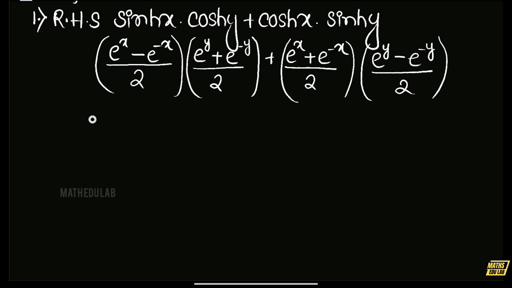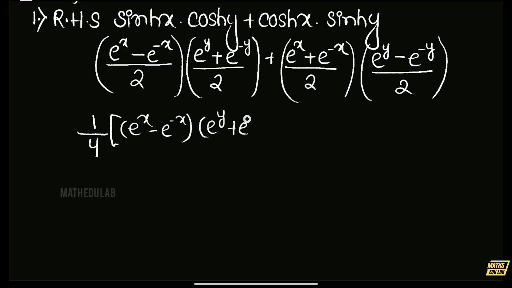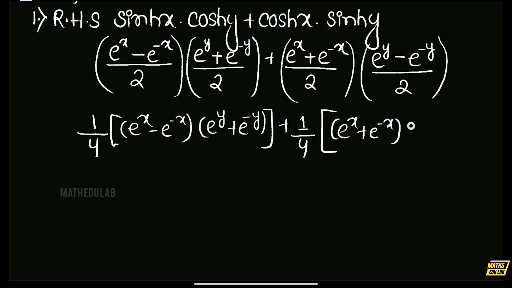So I'm multiplying these two values: 1 by 4 into e to the power of x minus e to the power of minus x, then again multiplied by e to the power of y plus e to the power of minus y, plus 1 by 4 multiplied by e to the power of x plus e to the power of minus x into e to the power of y minus e to the power of minus y. So this is what we got.